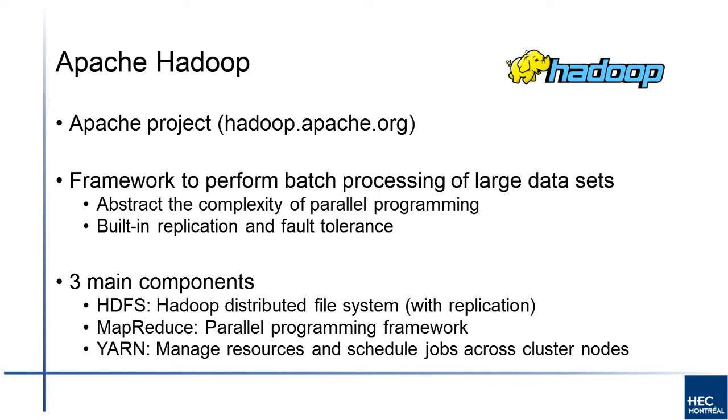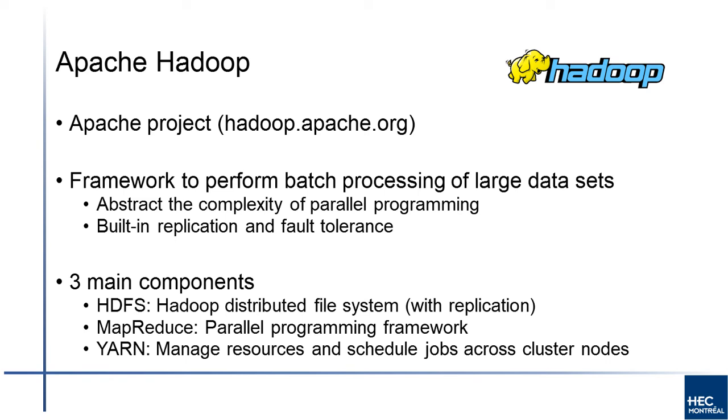Now, to do so, Hadoop has three main components. The first one is what we call a distributed file system, and essentially it means that all the computers working together in the cluster are sharing their storage capacity so that the user thinks that there is really one computer with one extremely large hard drive where the data can be stored.